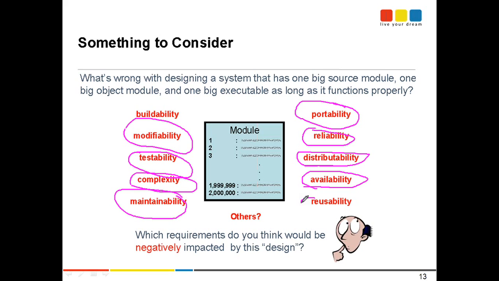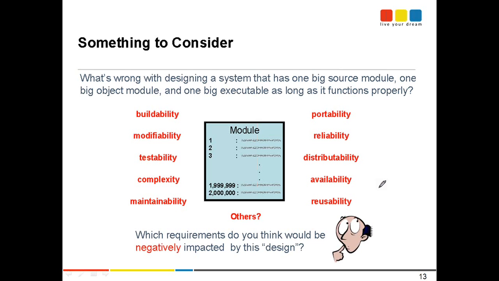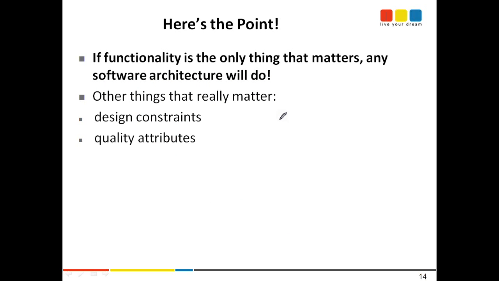So reusability is again extremely important, right? Unless you are able to reuse some of the things that you build in one project for other projects, the organization developing it is not evolving, right? Okay, the final point. If functionality is the only thing that matters, any software architecture will do. Again, remember this statement. If functionality is the only thing that matters, any software architecture will do. The non-functional aspects are the ones that actually drive the design constraints and quality attributes.